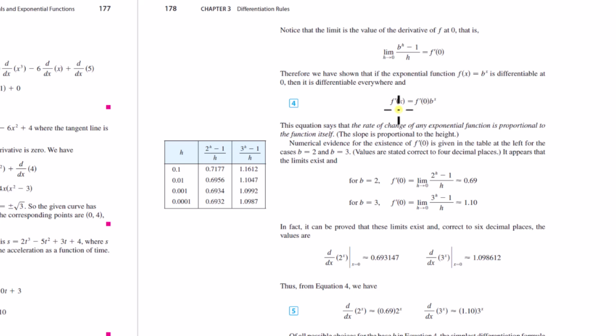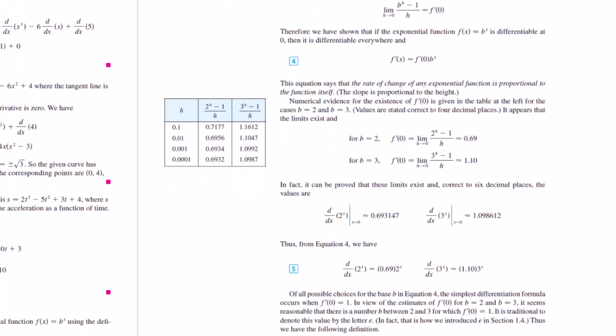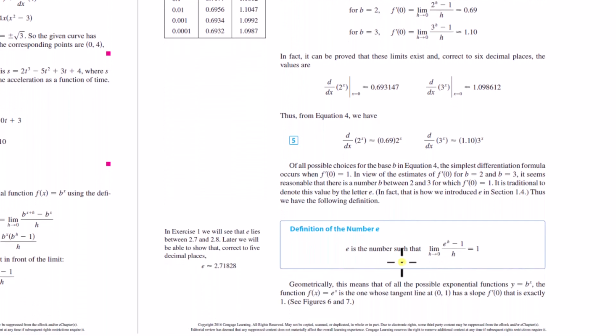Now, there's a number. We saw that there's a number for b, right? The base, where we're evaluating the derivative of b to the x. So when the base is a certain number, this f prime of 0 is equal to 1, which is interesting because that means that f prime of x is just b to the x. And that number, if we come here, that number is e. That's this limit here. That number is e. The derivative of e to the x is just e to the x.